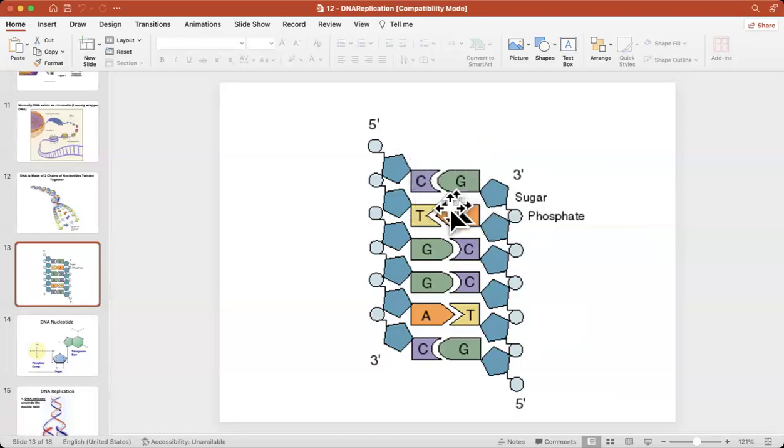So the DNA double helix structure will be the same size from the beginning to the end. So it turned out that A pairs with T and G pairs with C. So that's how they pair together.